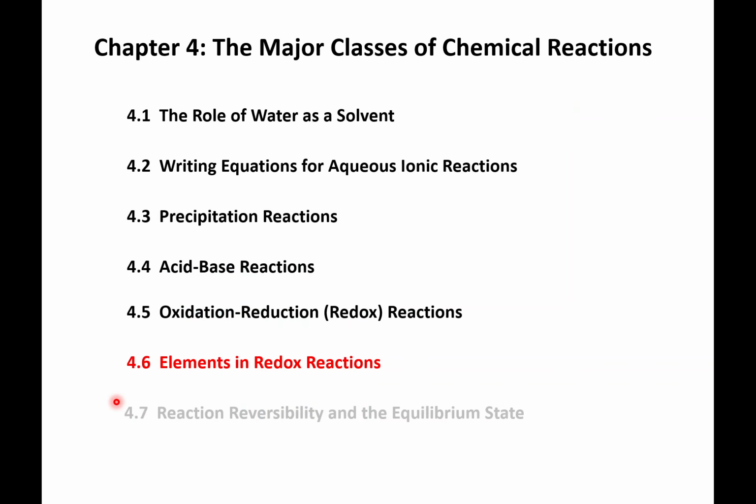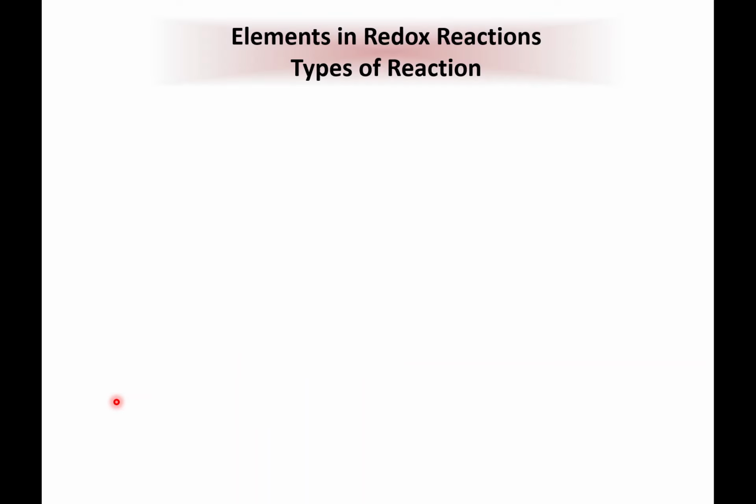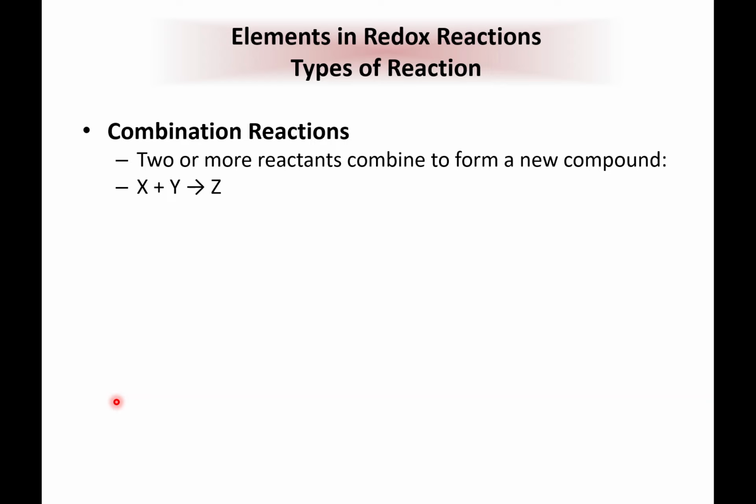Okay. The last section we'll talk about in chapter 4 are different types of redox reactions. Okay, and there's 4 of them that we'll talk about. The first is a combination reaction. And this is where you have 2 or more reactants combining to form a new compound. So generically, we can just say X plus Y goes to Z. Okay, that'd be an example of a combination reaction.